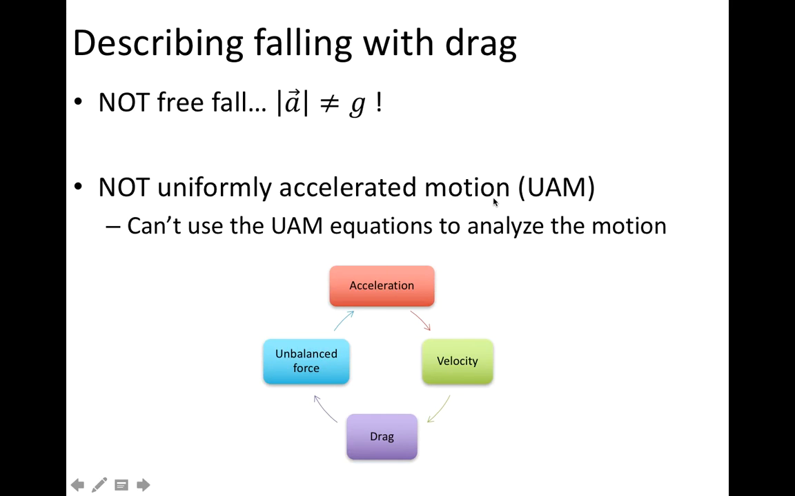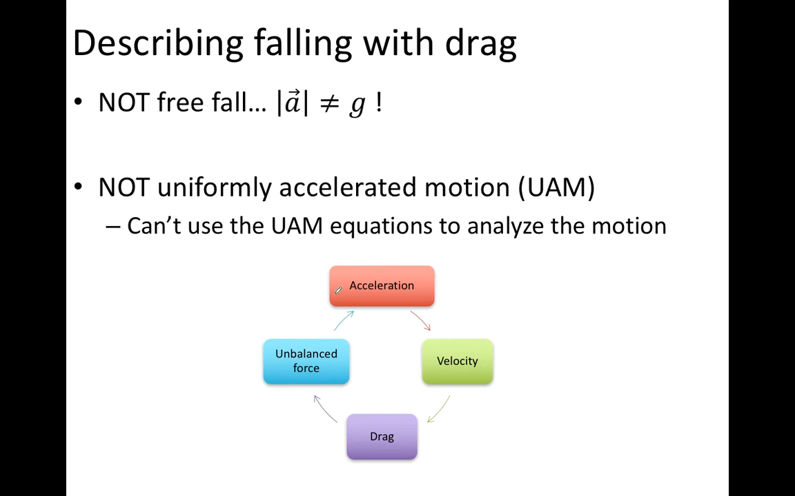Okay, so when we're describing a falling object with drag, if drag is not negligible, then we cannot apply our free fall equations. Our free fall models are not accurate. The magnitude of acceleration won't be g, it'll be something else. Also, it is not going to have a uniform acceleration. The acceleration is going to change as the object's velocity changes.